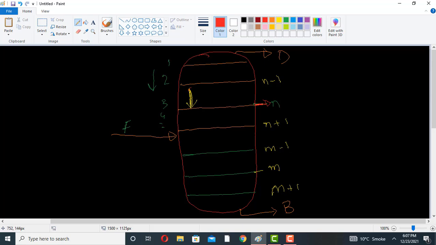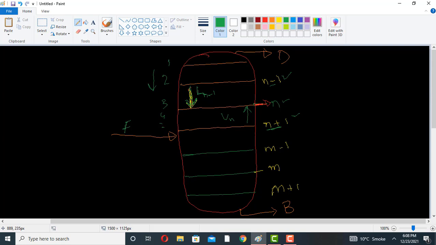we will say that to this plate number N, two streams are coming. One is coming from the top and one is coming from the bottom. The feed coming from plate N minus 1 will be in liquid form, and the feed coming from plate N plus 1 will be in vapor form. So the molar flow rate of the feed coming from plate N minus 1 will be L N minus 1, and the molar flow rate of the feed coming from plate N plus 1 to plate N will be Vn.